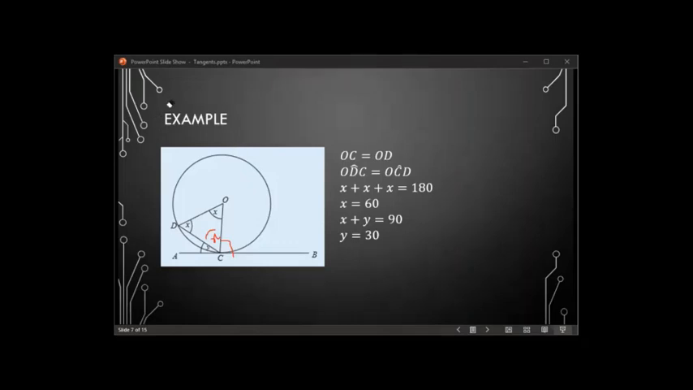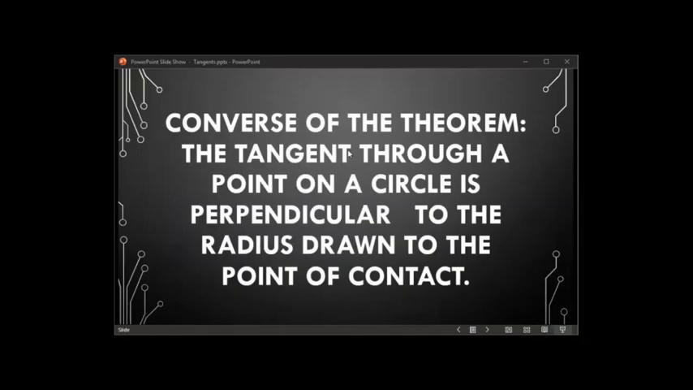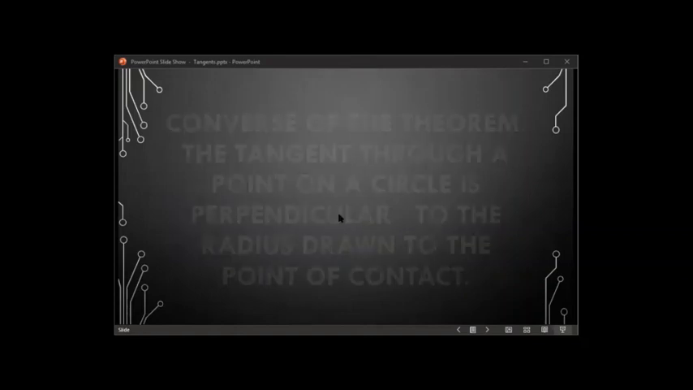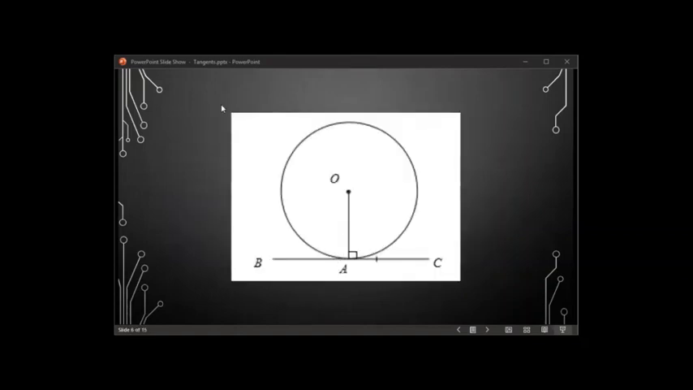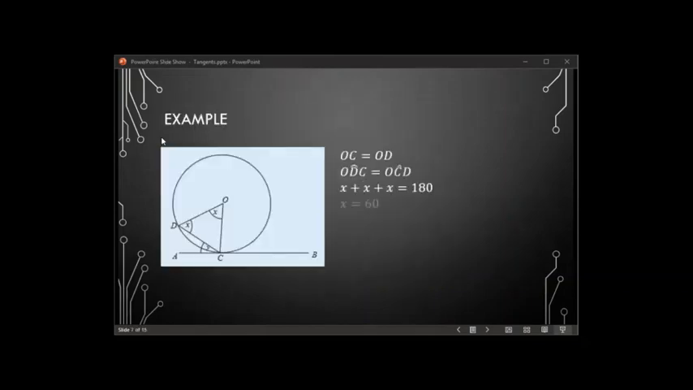If anyone has anything to ask, any problems, any doubts, you can ask now. Why is it 90? If we go to the theory again, this theorem says the tangent through a point on a circle is perpendicular to the radius drawn to the point of contact. That means the radius drawn to the point of contact is perpendicular to the tangent. So we used that theory in the example.